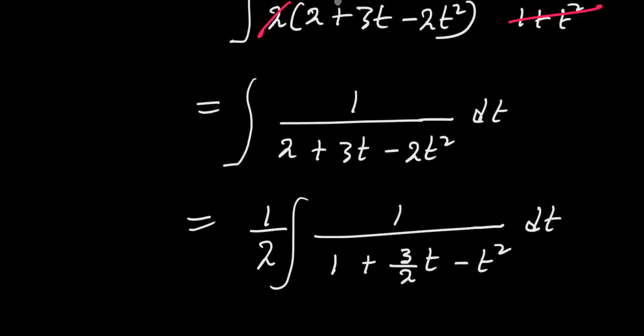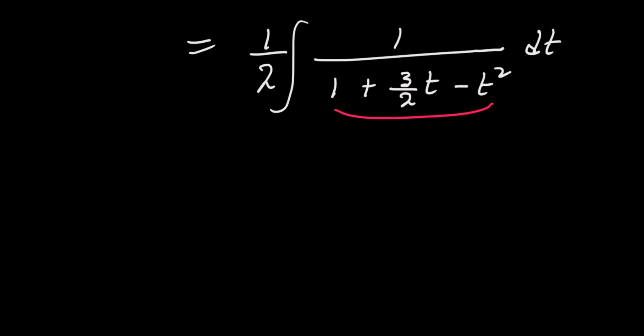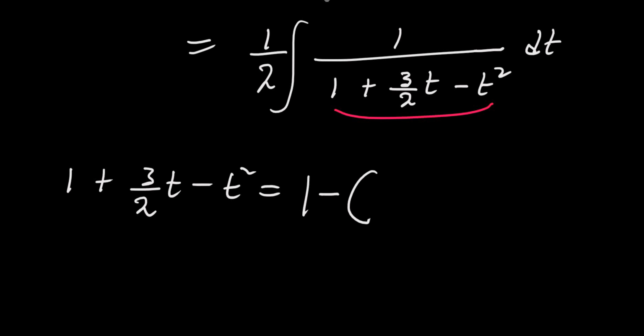dt. So at this point, we are going to complete the square for this denominator, and this will become 1 plus 3 over 2t minus t squared, which will be equal to 1 minus, place a parenthesis, then negative t squared will change to positive t squared, and positive 3 over 2t will change to negative 3 over 2t. Just leave a space and create a parenthesis here.